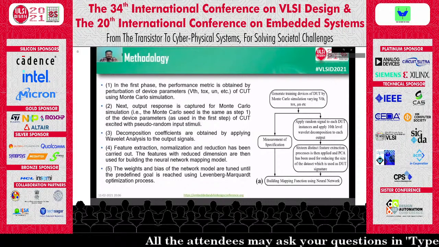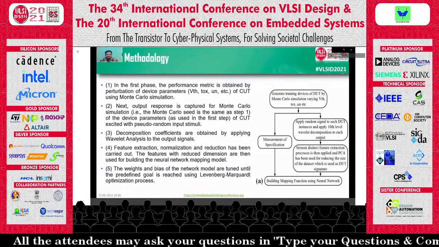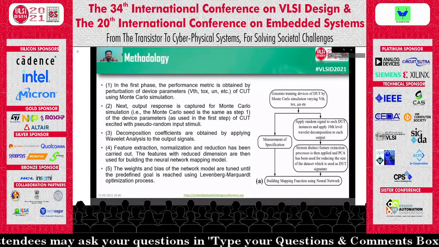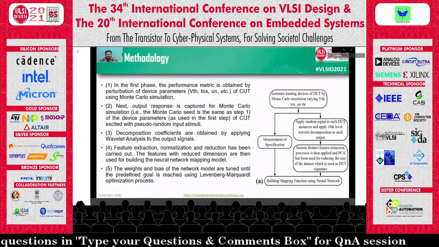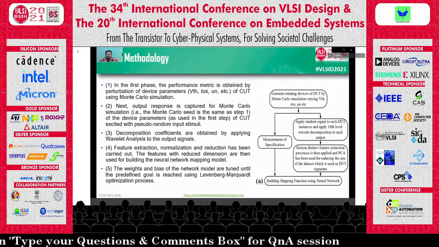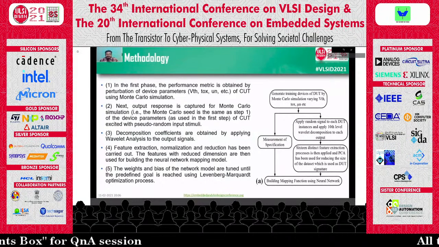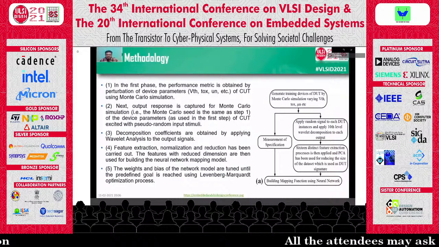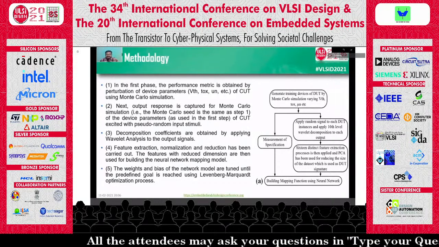In this slide, I will give the overview of the methodology used in this work. In the first phase, 1000 CUT instances are generated by Monte Carlo simulation, varying the device parameters like VTH, TOX, mu n, etc. Then the performance parameters are obtained for those CUTs using SPICE simulation. Next, the output response is captured for the same CUTs excited with the pseudorandom stimuli. Wavelet multi-resolution analysis is then applied to the output signals, and 16 distinct feature extraction processes are applied to the detail coefficient and the approximation coefficient. The neural network model is then created with proper weight and bias.